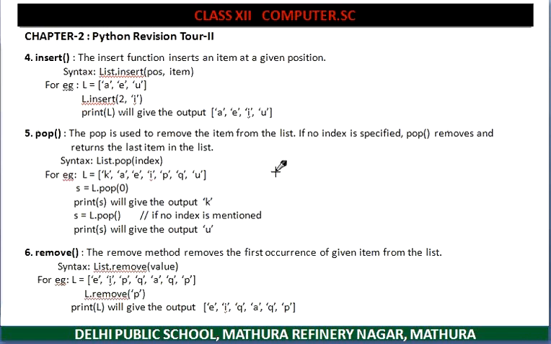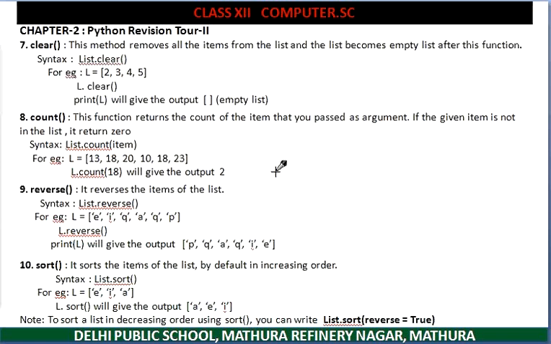Now the remove function. The remove method removes the first occurrence of a given item from the list. Syntax: list.remove(value). Example, L = E, I, P, Q, A, Q, P, and if you write L.remove(P), it will remove the first occurrence of P and give the output E, I, Q, A, Q, P. So it will remove the first P. Now move to the next slide.